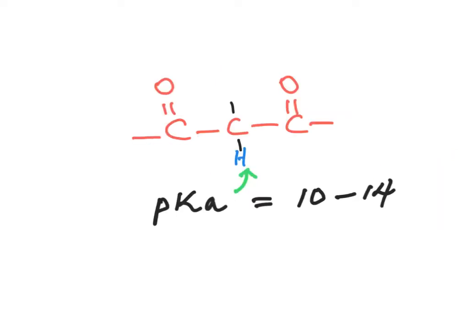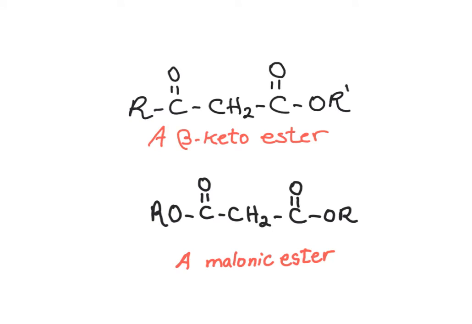The acidity of the alpha carbon that is flanked between two carbonyls allows the easy deprotonation to form an enolate that can later be used as a nucleophile as an easy method to create a carbon-carbon single bond. In this video, we are going to use a beta ketoester to make a ketone and a malonic ester to make a carboxylic acid. We will discuss the mechanisms for both.